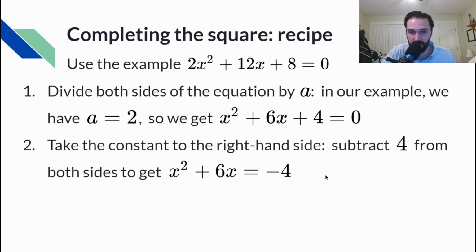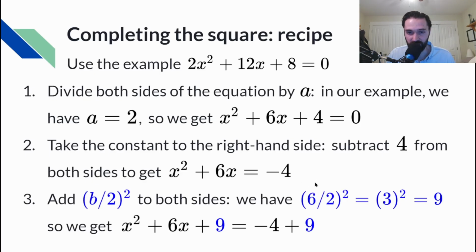And then, here's the key step. Here's what we do to create a perfect square trinomial. We add b over 2 squared to both sides. In our case, we have b equals 6. So we're going to take 6 over 2 squared, that's 3 squared, which is 9. We're going to take that and add it to both sides of the equation. And that will give us a perfect square trinomial on the left-hand side.